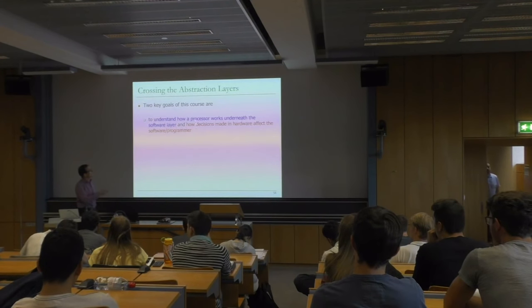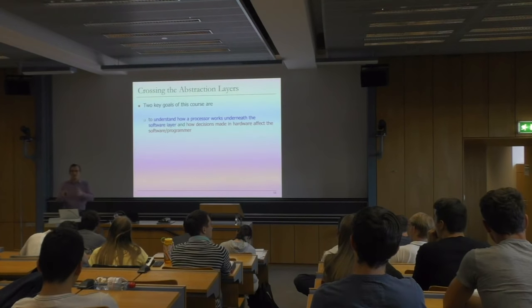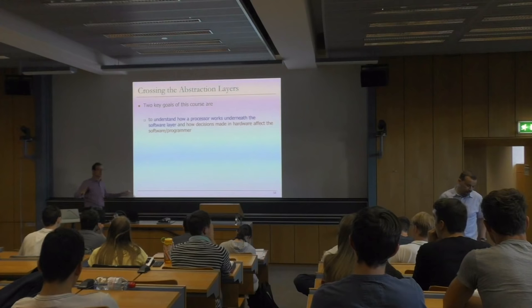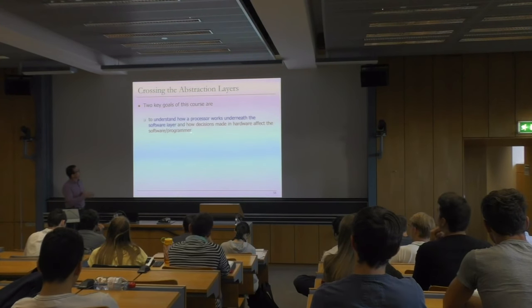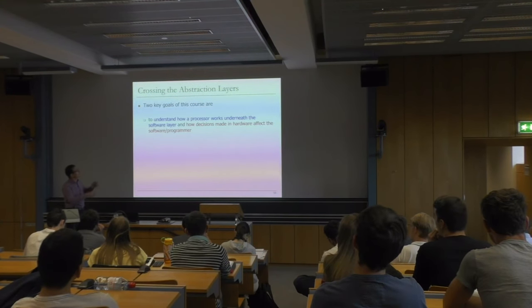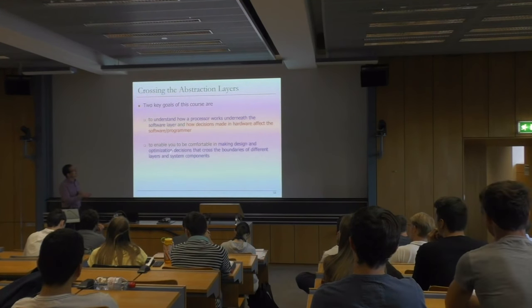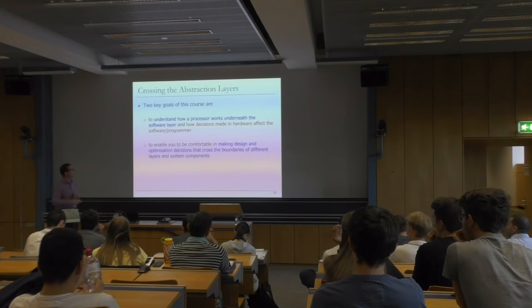And hopefully this will enable us to better understand how a processor, and take this processor broadly, it's not just the CPU, it's also the memory, it's also the interconnect, it's also all of the accelerators related to it. We don't have a good name for it, I think. Maybe a platform is the best name, but basically, how this works underneath the software layer and how the decisions made in the hardware affect the software and the programmer. The hardware-software interface, I should say. And hopefully this will enable you to be comfortable in making the design and optimization decisions that cross the boundaries. And we will look into software quite a bit also.